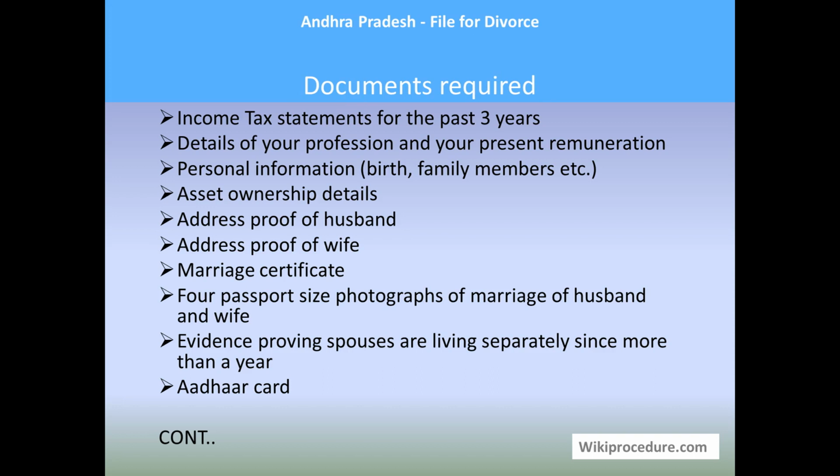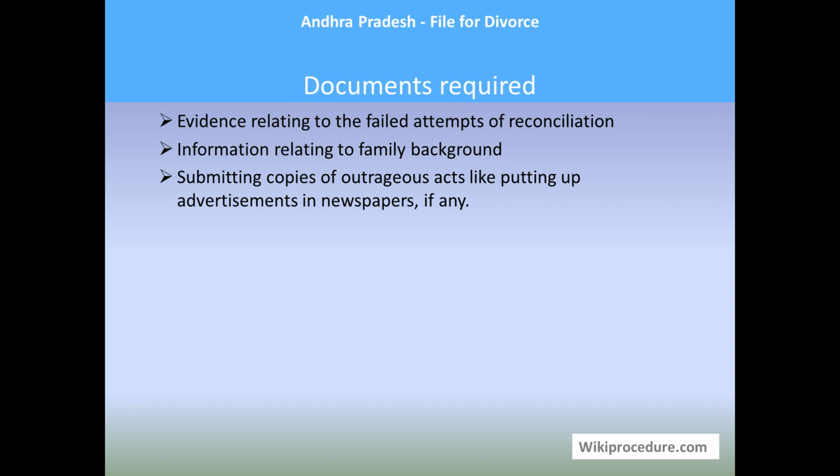Let us see the documents required for this procedure. You need the income tax statement for the past 3 years, details of your profession and your present remuneration, personal information, birth, family member, etc., asset ownership details, address proof of husband, address proof of wife, marriage certificate, 4 passport size photographs of marriage of husband and wife, evidence proving spouses are living separately for more than 1 year. This is the mandatory one. Aadhaar card, evidence relating to the failed attempts of reconciliation from the court side, information relating to family background, submitting copies of outrageous acts like putting up advertisements in newspapers, if any.